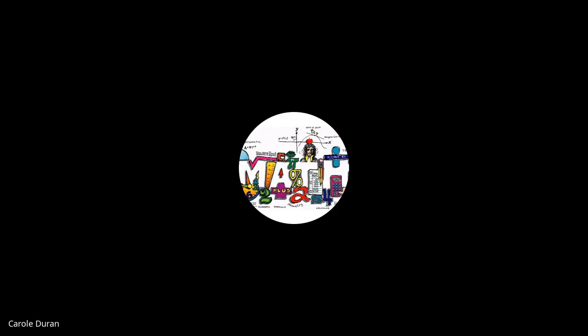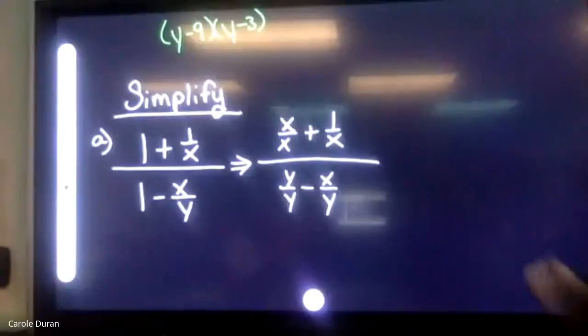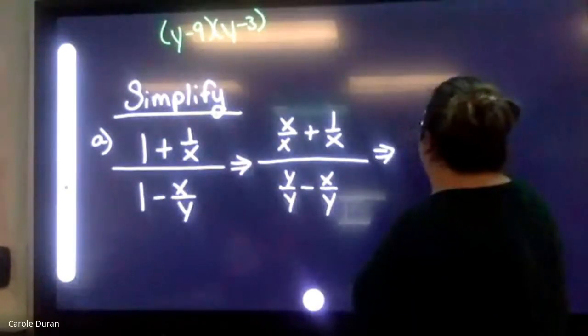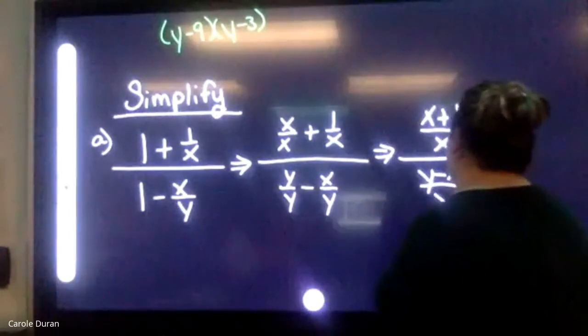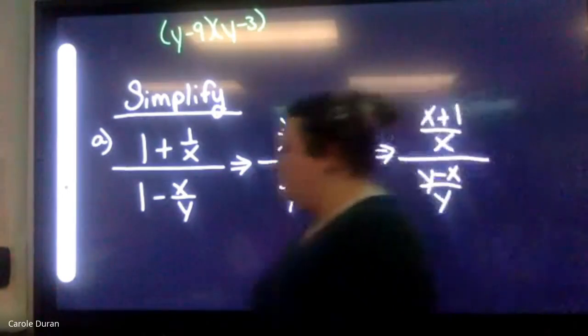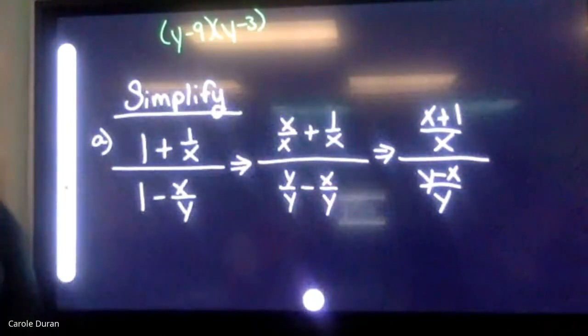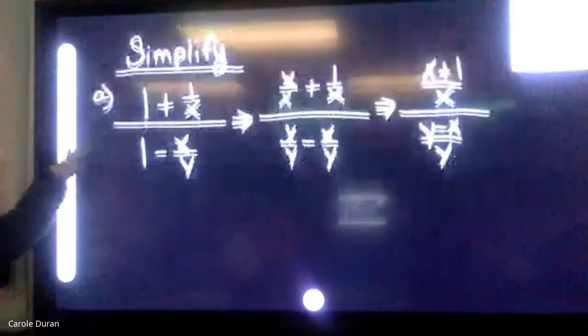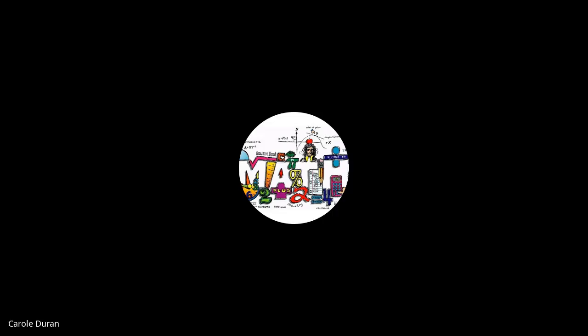minus x over y. They now have the same denominator respectively, so I can simplify them by making the numerator one fraction and the denominator one fraction. So I get x plus 1 over x in my numerator, and I get y minus x over y in my denominator. Anybody confused so far? Anybody super duper confused so far?